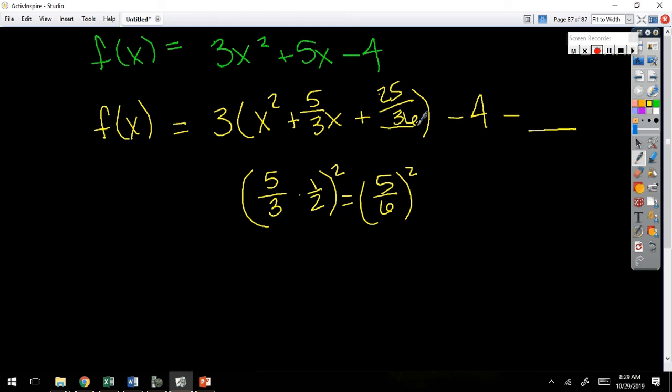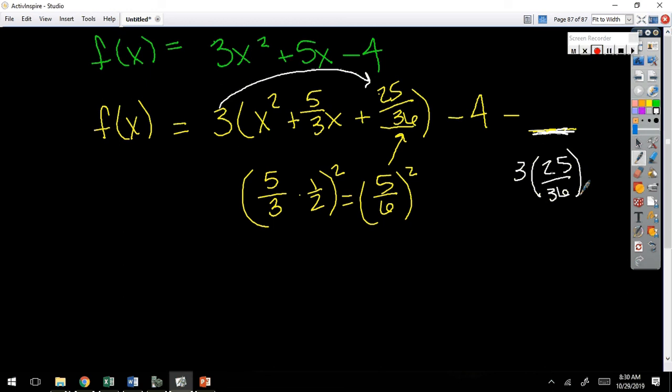Wait, why is it 5 over 3? That's what's in the middle. I had to divide it by the leading coefficient. Remember that number that's in front? What's on the outside? It's going to be in here. I've got to put it out here too, yes. I've got to figure out what goes out here though, because it's not 25 over 36. It's actually 3 times 25 over 36.